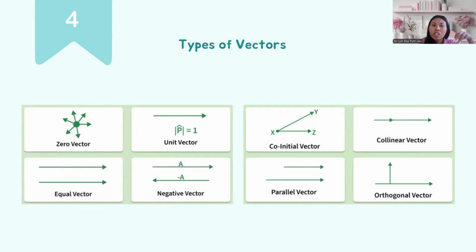Vectors that originate from the same point are called co-initial vectors. Then collinear vectors. Two vectors are said to be collinear if they are parallel to the same line, irrespective of their magnitude and direction. And then parallel vectors have the same direction and an angle of 0 between them, though magnitude may differ. And the last is orthogonal vectors. Vectors at right angle, 90 degrees to each other, with a dot product of 0.